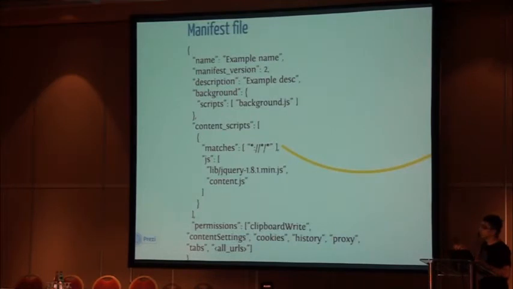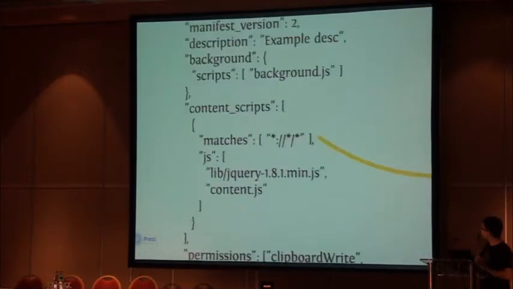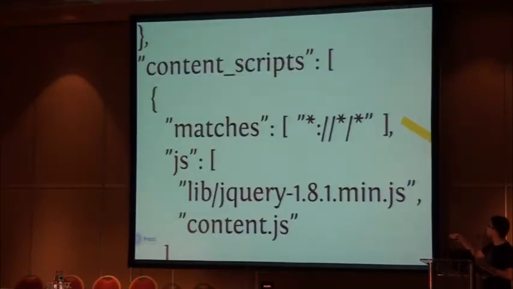So what about the manifest file? Well, it's just a simple JSON file with the name of the extension, a description, and so on. Here are the permissions that I am going to describe later. But one of the most important sections is the content script section of an extension. And here, as you can see, there are two entries.